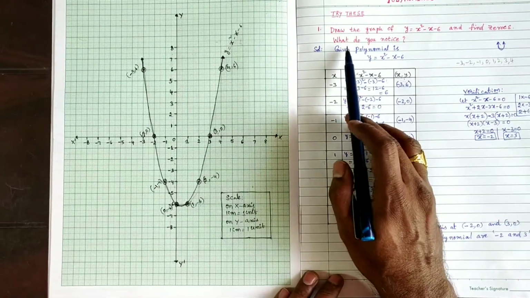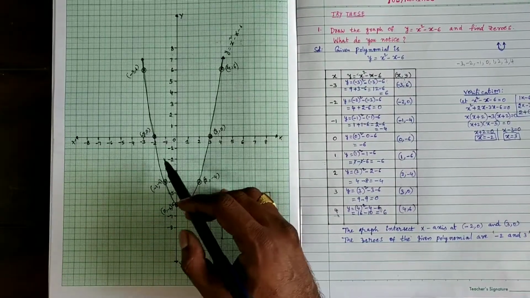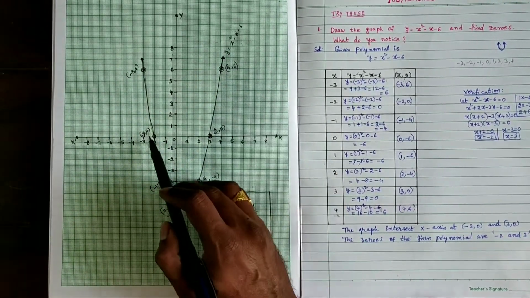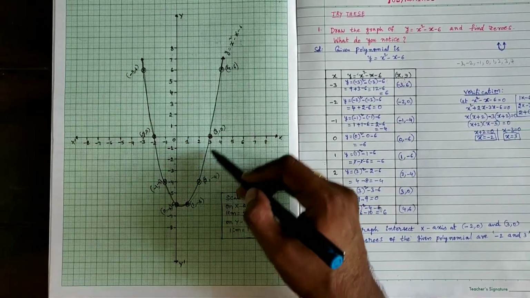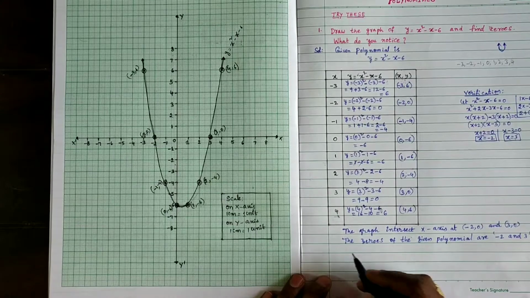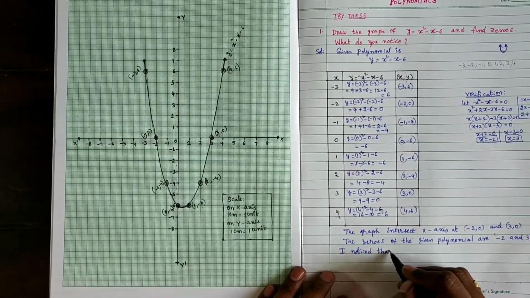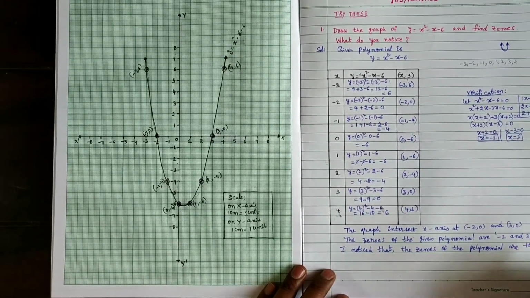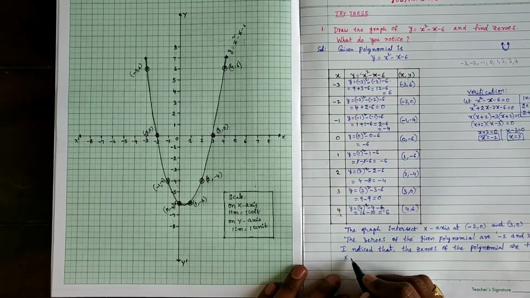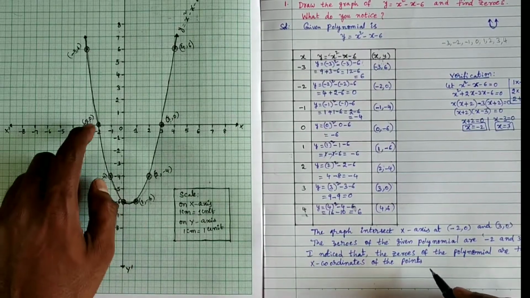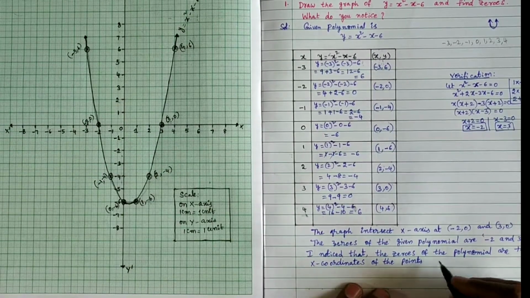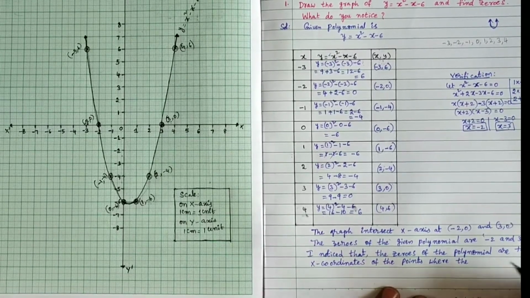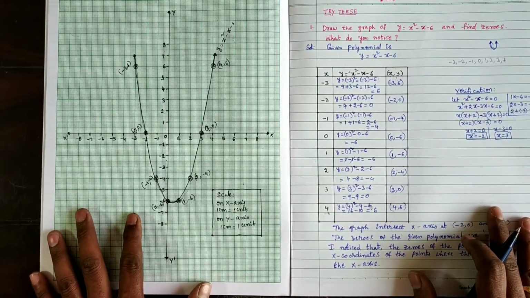And the last one is, what do you notice? So what do we notice here? The zeros of the polynomial are the x coordinates of the points where the graph intersects the x-axis. So this is the notice. So I noticed that the zeros of the polynomial are the x coordinates of the intersecting points of the graph and the x-axis. So where the graph intersects the x-axis. This is the first problem, graph and the solution.